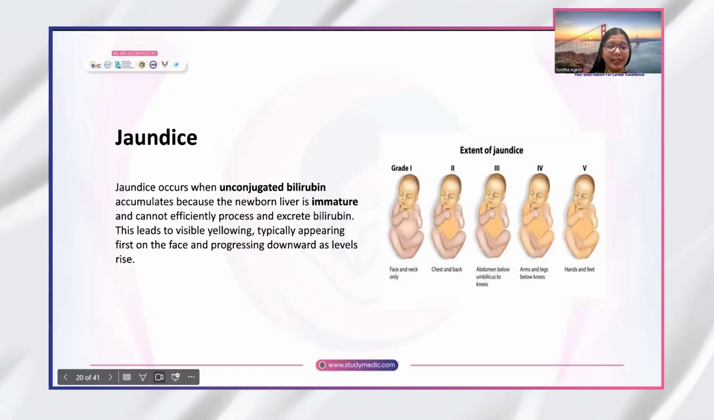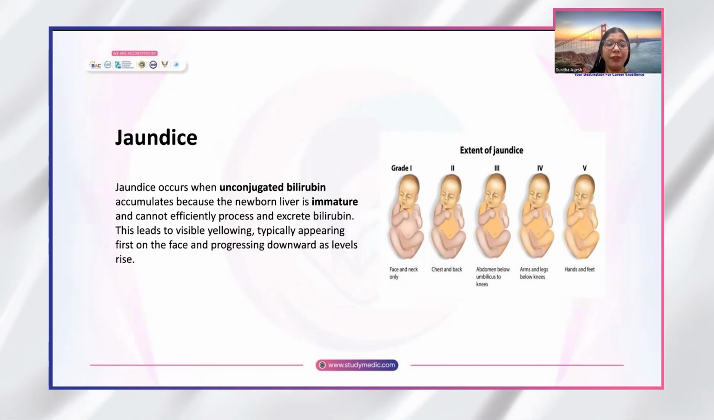Next infant feeding concern is jaundice. Jaundice occurs when unconjugated bilirubin accumulates because the newborn liver is immature and cannot efficiently process and excrete bilirubin. This leads to visible yellowing, typically appearing first on the face and progressing downwards. That's why we call it cephalocaudal.